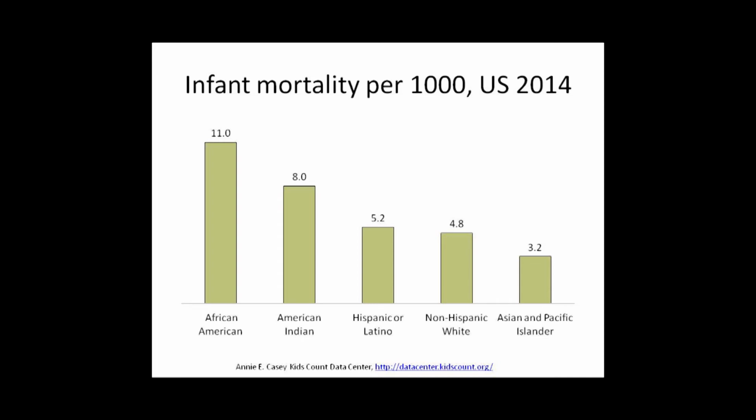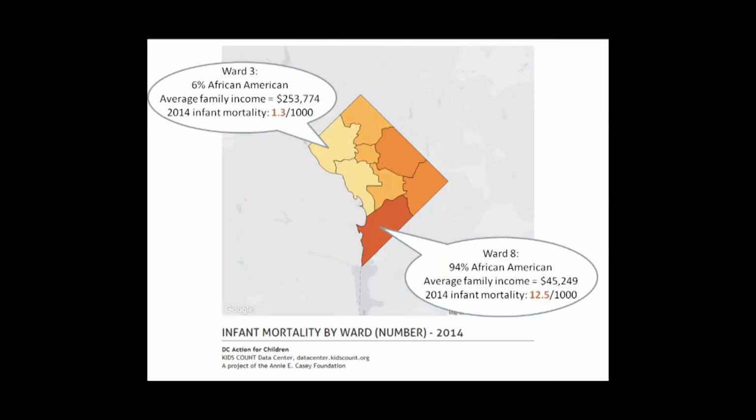Of course, race in America is correlated with socioeconomic status, and indeed, these two factors work together to create health gaps between black and white, as we see on this map of Washington, D.C. So deeper colors show higher infant mortality rates and lighter colors lower rates. So here, in one of the lighter sections of the map, is Ward 3, with a population that is 6% African American, with an average family income of about $250,000, and the infant mortality rate is 1.3 per 1,000. Now go across town to Ward 8, which is 94% African American, with an average family income of about $45,000, and an infant mortality rate of 12.5 to 1,000. So that's 1.3 versus 12.5, all within one city.